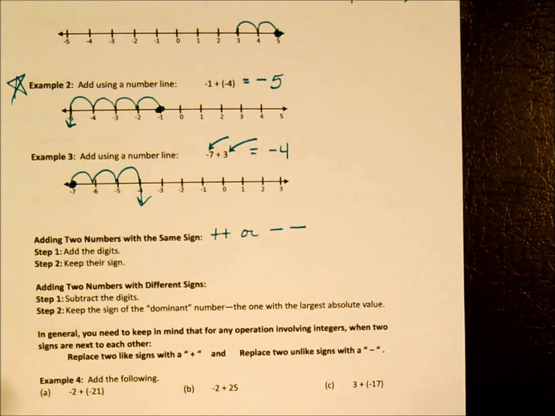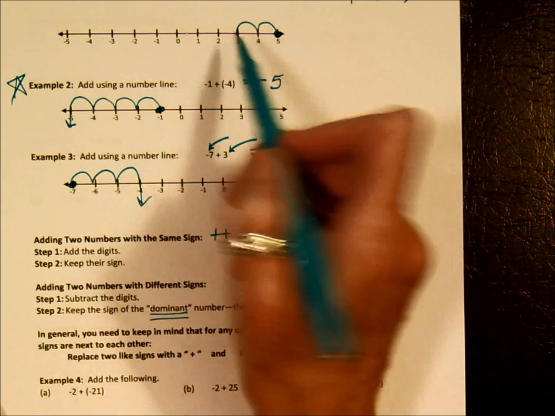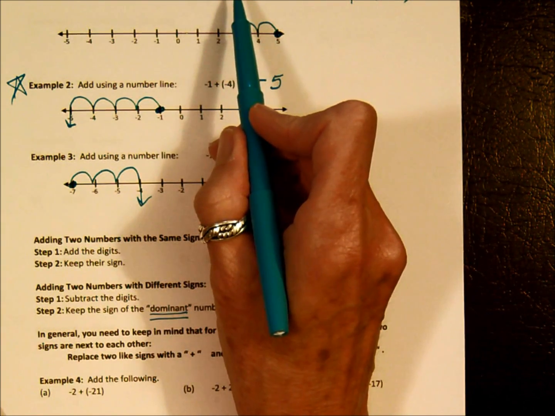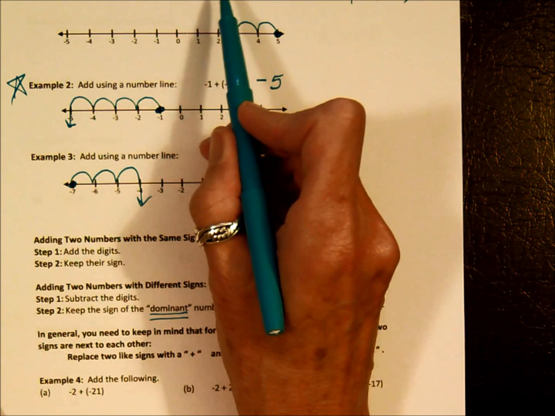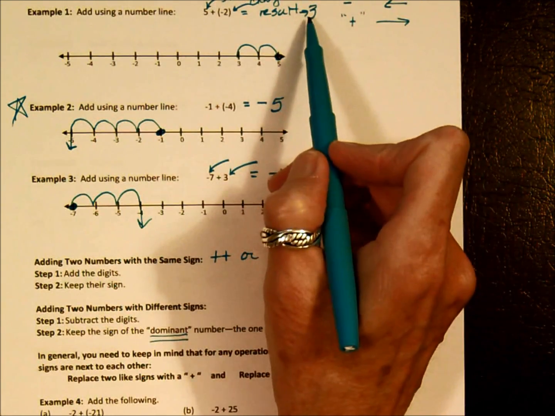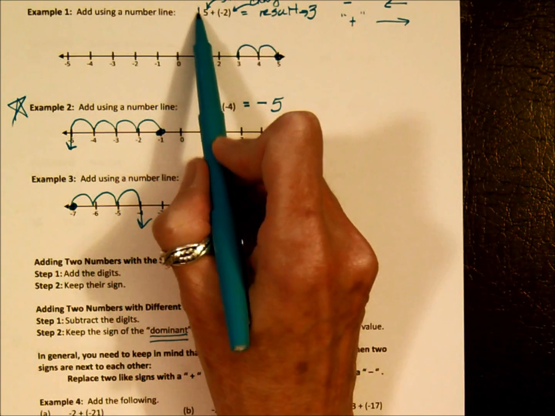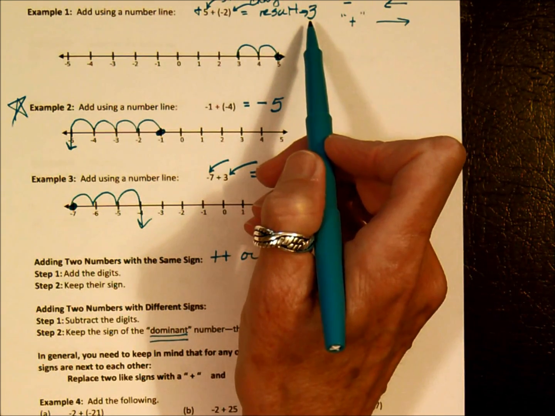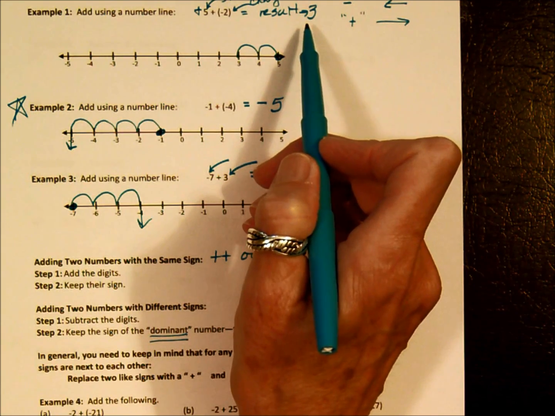If you are adding two numbers with different signs, what you do is you subtract the digits and you keep the sign of what we call the dominant number, the one with the largest absolute value. So for example, on 5 and 2, my 5 was positive, my 2 is negative, so I subtracted 5 take away 2 and got 3. But the dominant number is 5 and it's positive, so my answer was positive. There's more positiveness than negativeness.